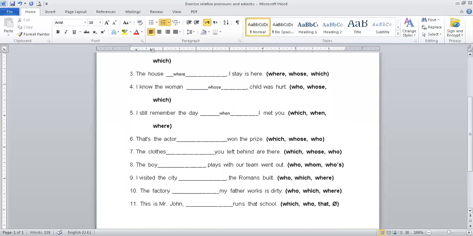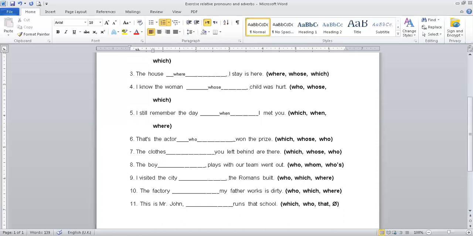That's the actor won the prize. So we want to define actor. Actor is someone. Well, the relative pronoun that defines someone is who. That's the actor who won the prize. So let's write who. If you ask yourself, who won the prize? The actor. So the actor is the subject, and for a subject use who. Definitely not whose or which.